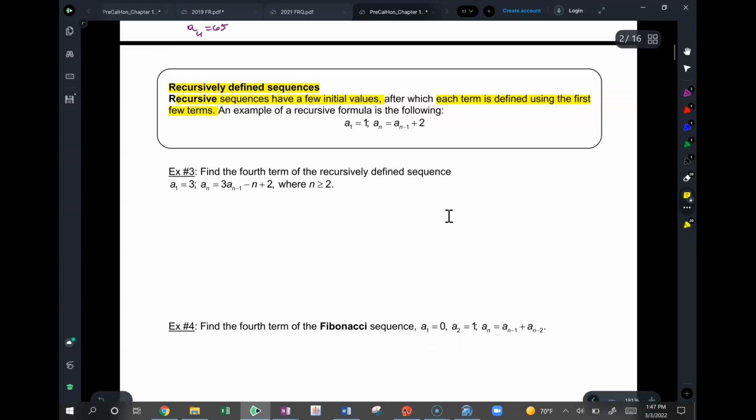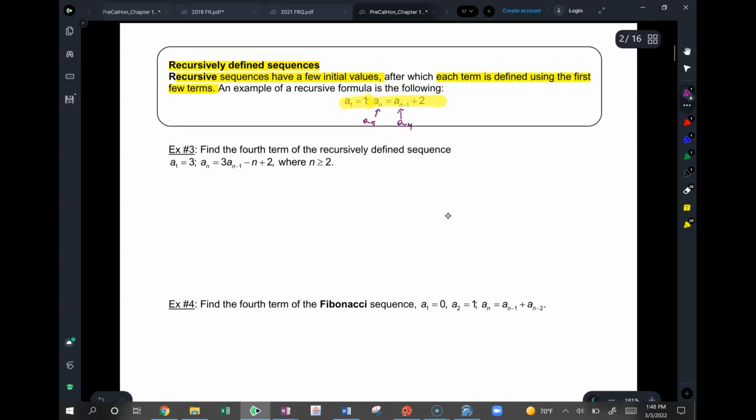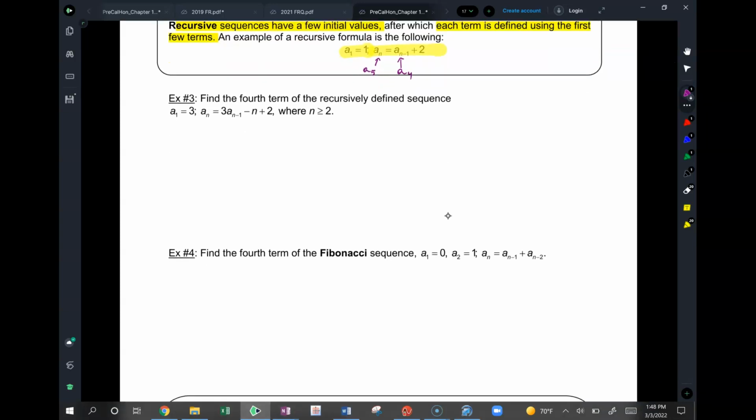An example of a formula is this. You will be given the first term or the first few terms. That's your starting point because you've got to start from somewhere. So a sub 1 is 1. And then a sub n, like all the terms that come after, is a sub n minus 1 plus 2. So what does a sub n minus 1 mean? The term before. Okay? So if you want to find, let's say, a sub 5, you need to use a sub 4. Okay? You see that? That's kind of cool.